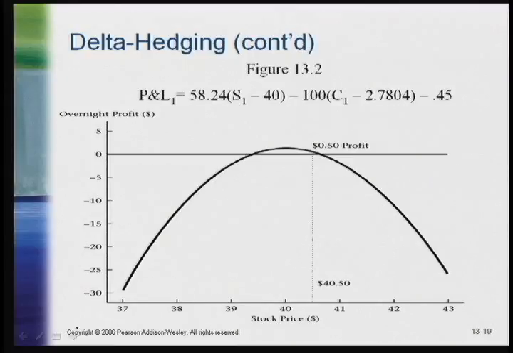So here's an example of the profit in day one. This is the P&L in day one. We see the formula here. This is similar to the formula I showed earlier, but this is specifically for day one, where the delta is 58.24, and the profit and loss at the end of day one is, we see the change between the initial price of 40 and the price at the end of day one. We also have the change in the call price from the initial price of $2.78 to whatever the call price is at the end of day one.